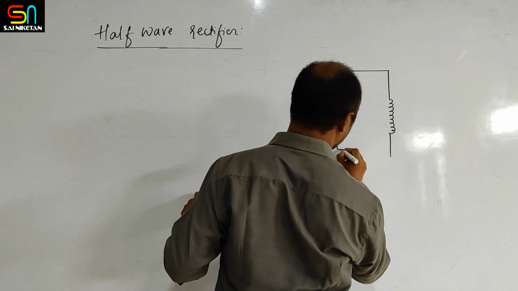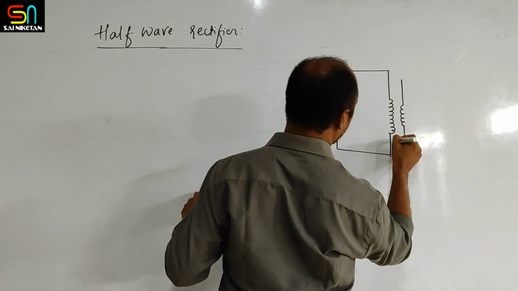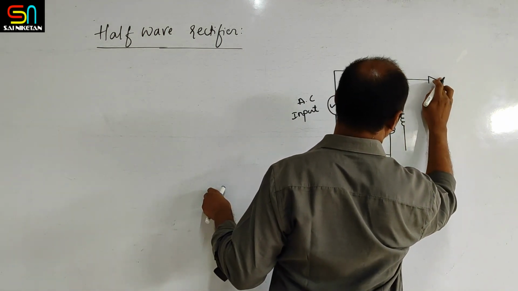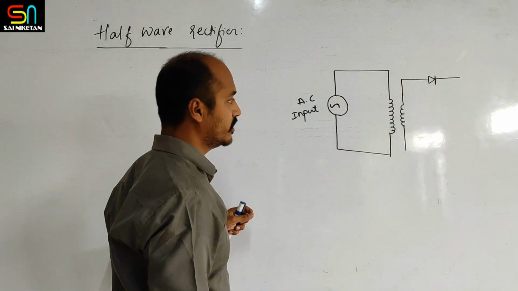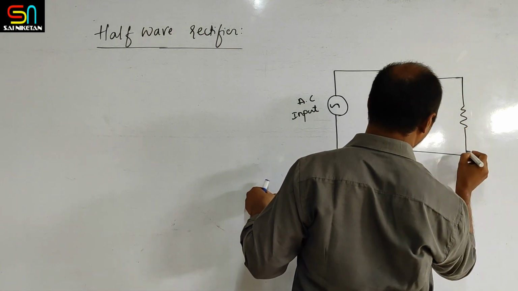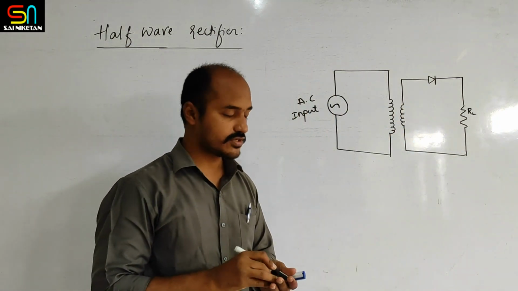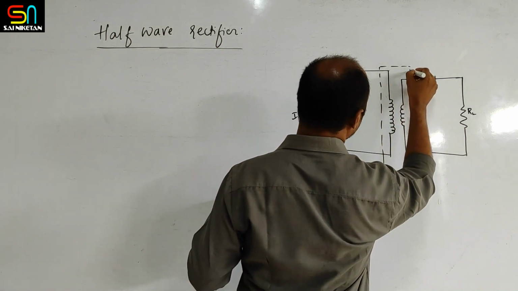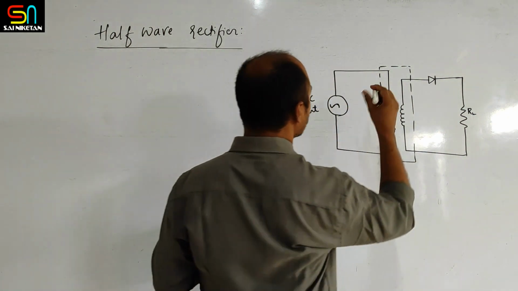And this is what I am drawing here. This is nothing but the transformer. And you know what this one is, this is the diode. And this symbol is the resistance RL. Right? So this is the diagram construction. And here these two indicate the two coils. These are the two coils which together are called the transformer.